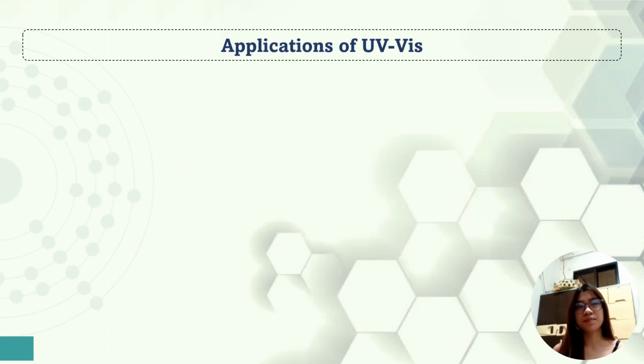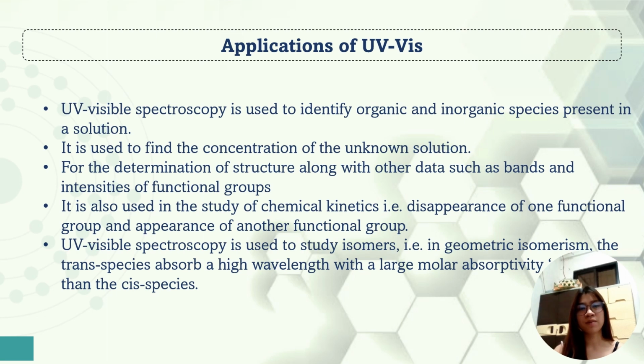Listed here are the applications of UV-Vis. UV-Vis spectroscopy is used to identify organic and inorganic species that are present in a solution. It is also used to find the concentration of an unknown solution and for the determination of structure along with other data such as bands and intensities of functional groups. It is also used in the study of chemical kinetics. And lastly, UV-Vis spectroscopy is also used to study isomers.